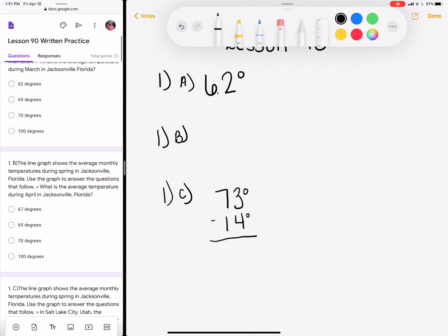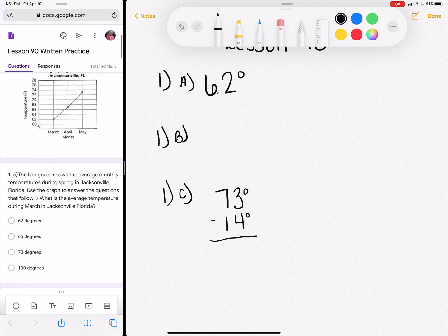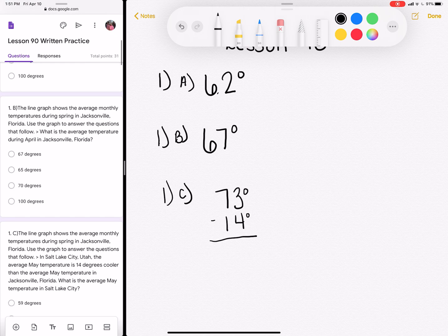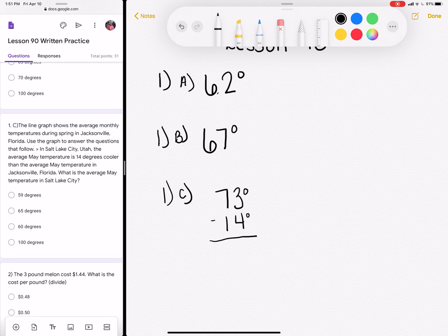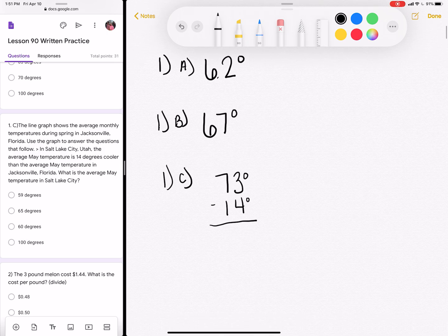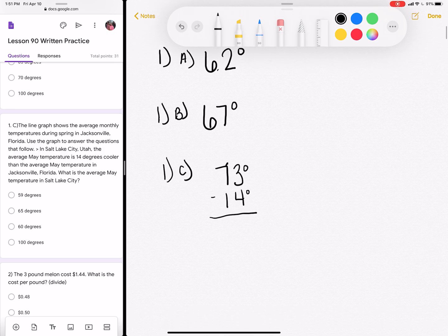Part B. What's the average temperature during April in Jacksonville, Florida? And that dot is between the number 66 and 68. And the number that's between those two amounts is 67 degrees. On part C, it says Salt Lake City, Utah, the average May temperature is 14 degrees cooler. So we subtract 14 from the average May temperature in Jacksonville, which is 73 degrees, to find the average in Salt Lake City. 7 becomes a 6, 3 becomes 13, 13 minus 4 is 9, 6 minus 1 is 5, and you should get 59 degrees.